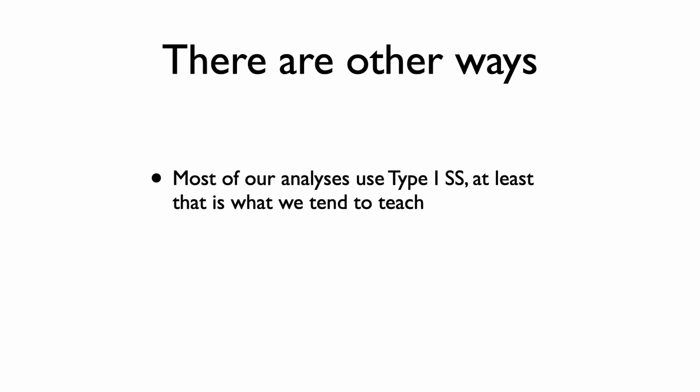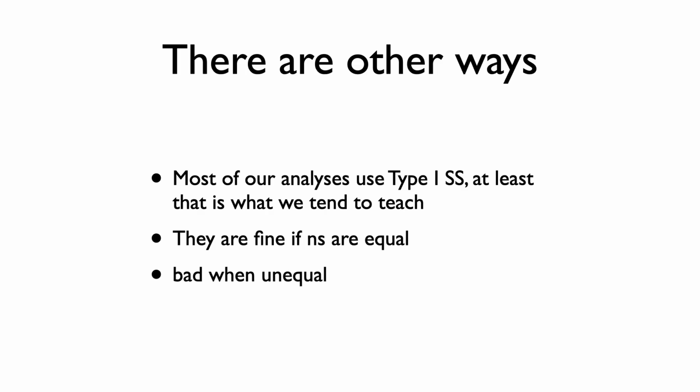The idea is they're deviations from a mean, and they're fine if the n's are equal. Think about this. They all have little n on the bottom. They don't say little n for group 1, little n for group 2, little n for group 3. They just have little n, which means they are assuming the number of observations is the same in each cell. But when they're unequal, those formulas fall apart.